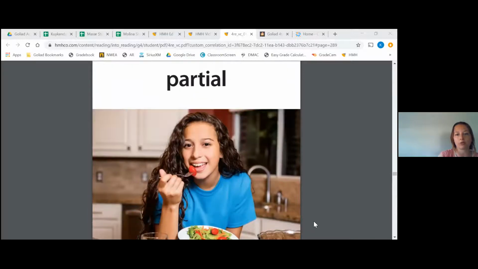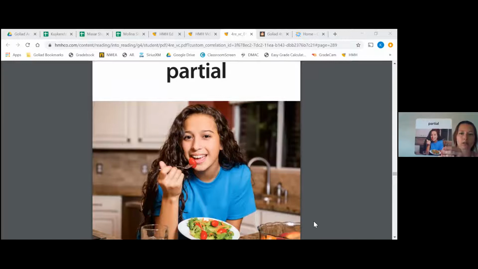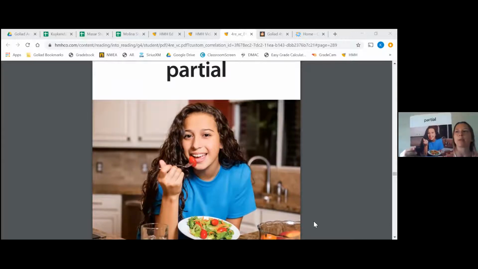Next, partial. What is your word? Partial. What's happening in the picture? She's eating vegetables. She's eating a salad, right? Some vegetables. Healthy. Okay, good. So the sentence says, my sister is partial to cherry tomatoes in her salad. What do you think that means?